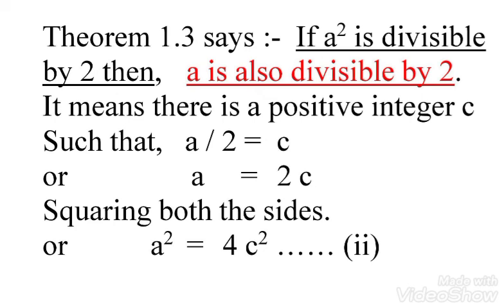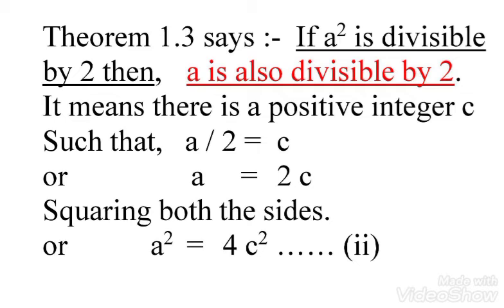And my theorem 1.3 says, if a square is divisible by 2, then a is also divisible by 2. It means that there is a positive integer c such that a divided by 2 is equal to c, or a is equal to 2c. Again we square both the sides, we get a square is equal to 4c square. It's our equation number 2.